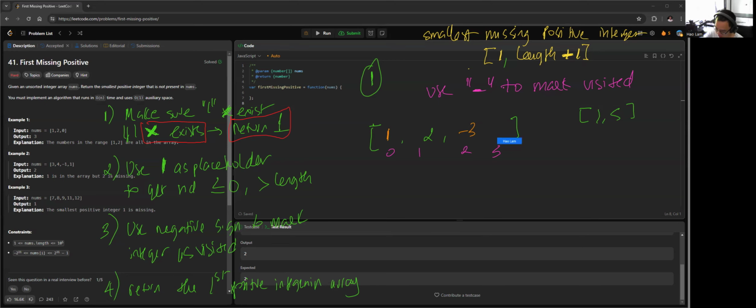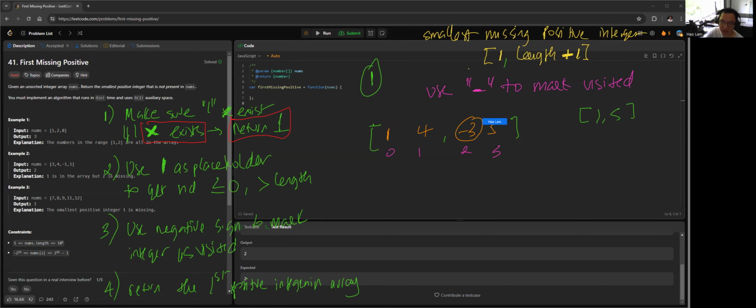So let's say this is 6, just enough to be out of bound. It can be 5. Sorry, this should be 4, and this should be 5. Okay, so 1 is good, we have index 1 represented. 4 is good, because 4 is equal to the length, so we can use index 0 to represent the length. That is okay.